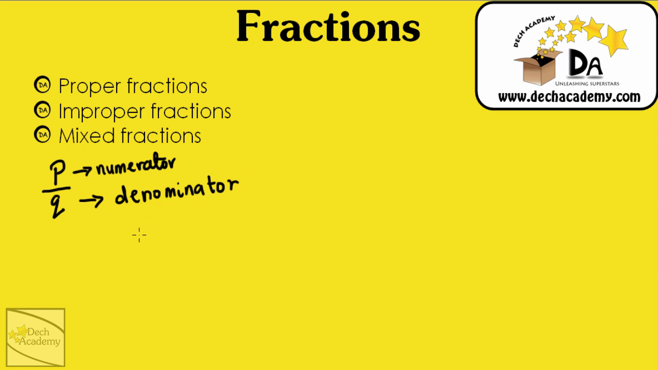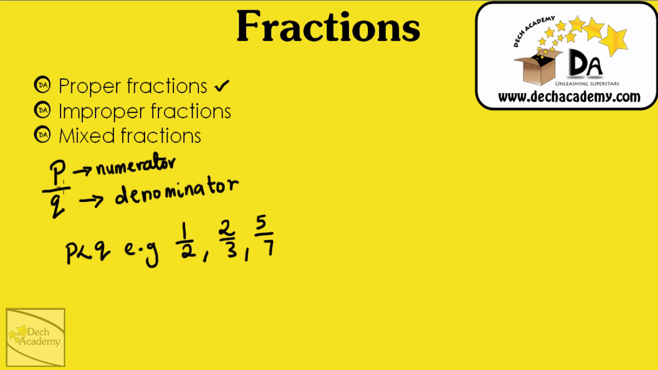A proper fraction is a fraction of the form p over q, where p is less than q. And all that means is that it's a fraction where the numerator has a smaller value than the denominator. For example, 1 over 2 is a proper fraction. 2 over 3 is a proper fraction. 5 over 7 is a proper fraction. The key thing here is that the numerators are less than the denominators. So that's a proper fraction.